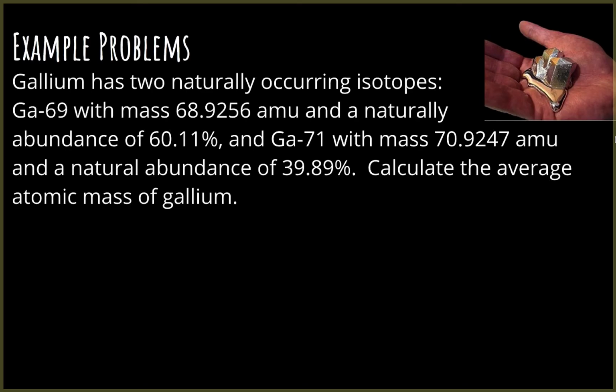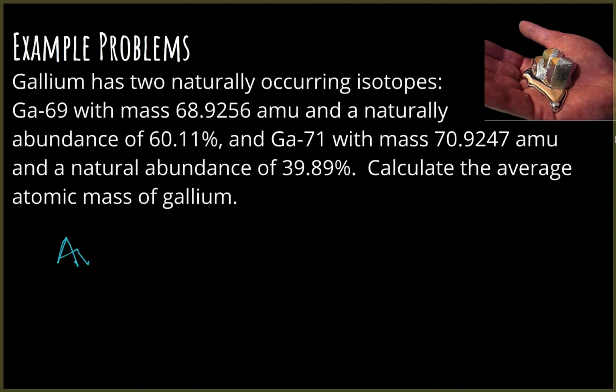The first one we're going to look at is gallium. Gallium is a metal. It's kind of a weird metal because, according to the standard, it's considered to be solid at room temperature, but it has such a low melting point that if you hold gallium in your hand, it will actually melt from the heat of your hand. Gallium has two naturally occurring isotopes: gallium-69, which has a specific mass of 68.9256 AMU and a natural abundance of 60.11%, and gallium-71, which has a specific mass of 70.9247 AMU and a natural abundance of 39.89%. We're going to calculate the average atomic mass of gallium.